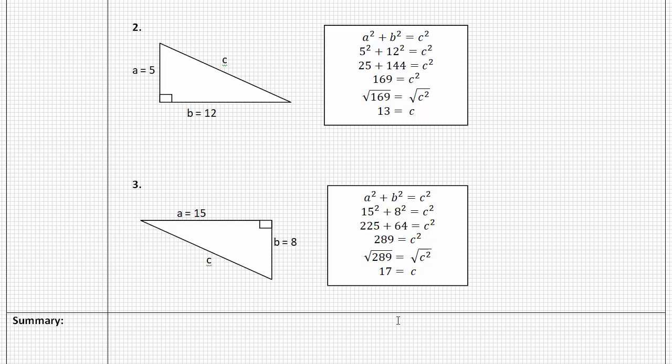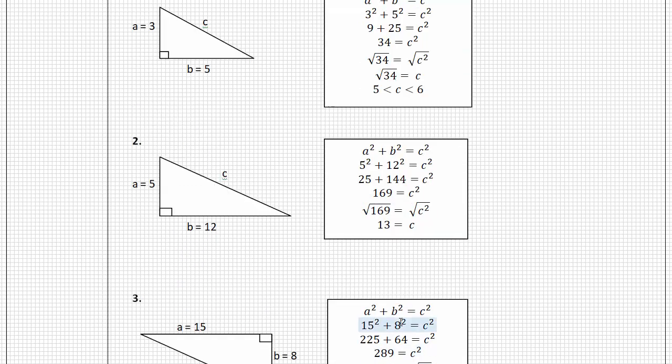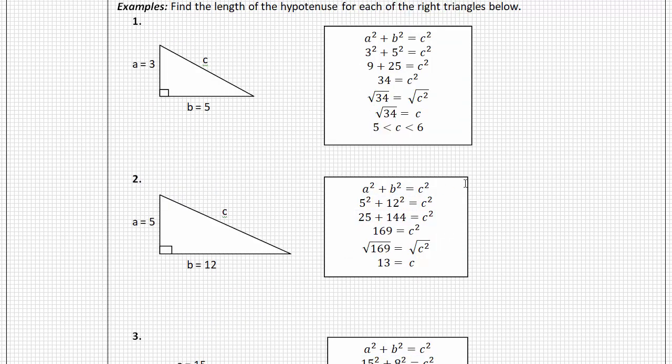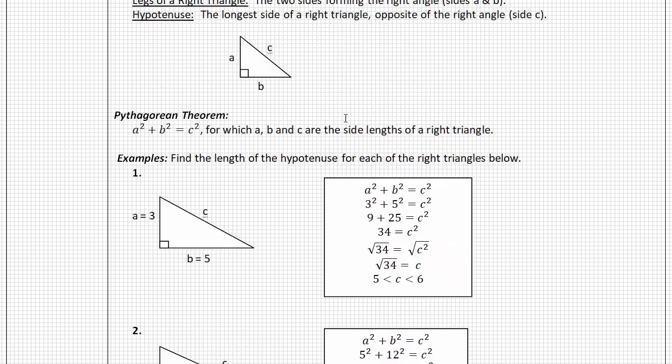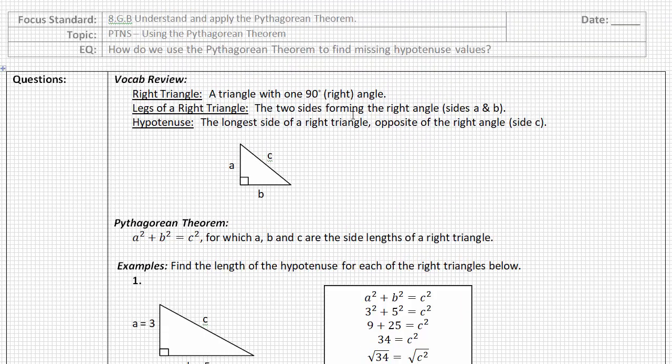So I hope that this video helped you feel a little more comfortable in using the Pythagorean theorem to find the missing hypotenuse lengths of a right triangle. Please make sure your notes are complete and come ready to work more with the Pythagorean theorem in class.